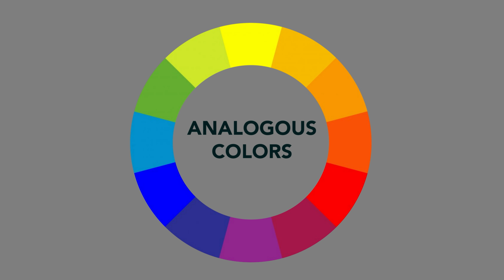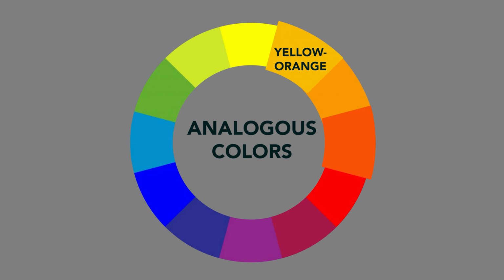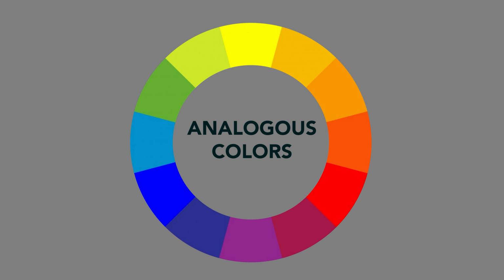Let's talk analogous colors. If we have one color that we start out with, the colors immediately flanking it on the color wheel are analogous to that color. So in this case, yellow-orange, red-orange, and orange are analogous colors. And all of the other colors on the color wheel follow suit with that same idea.